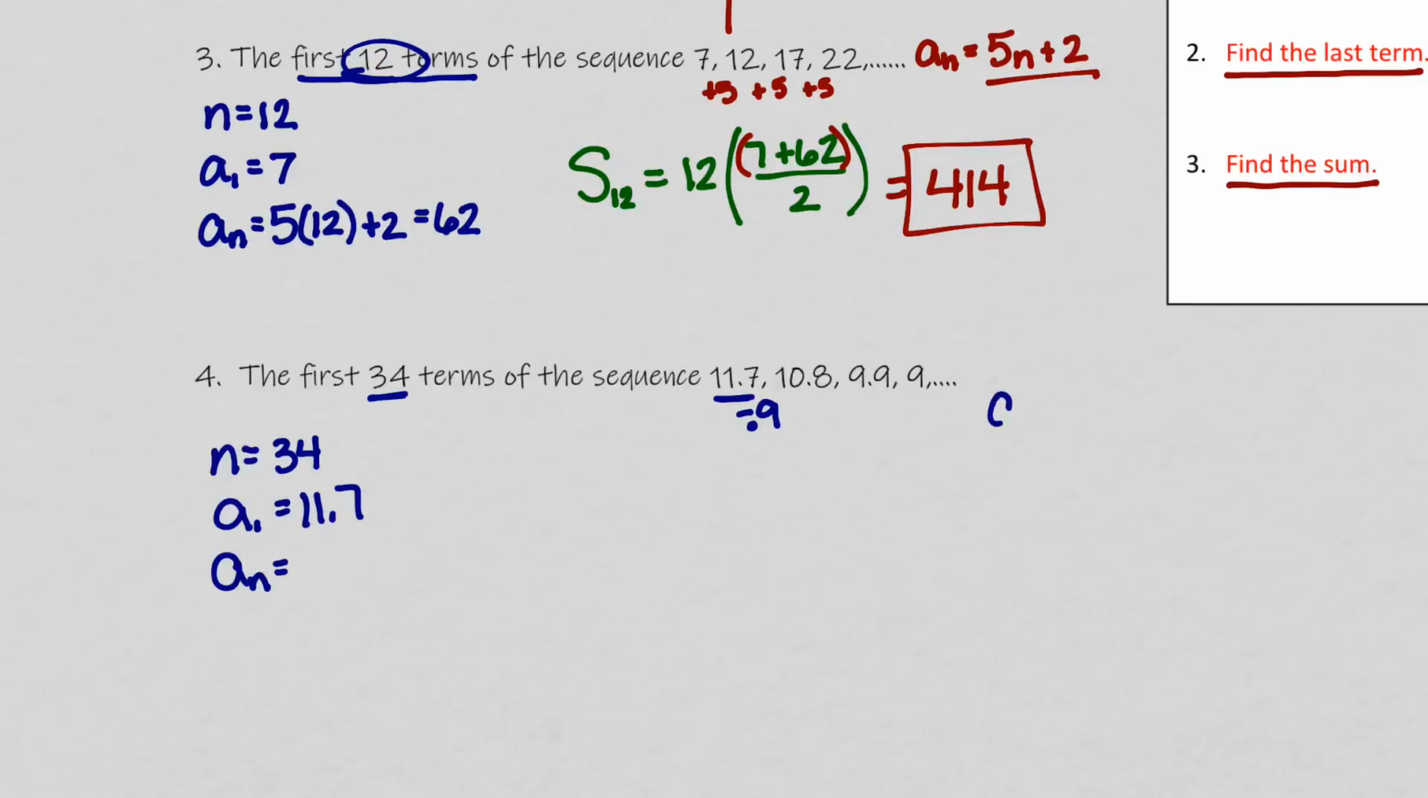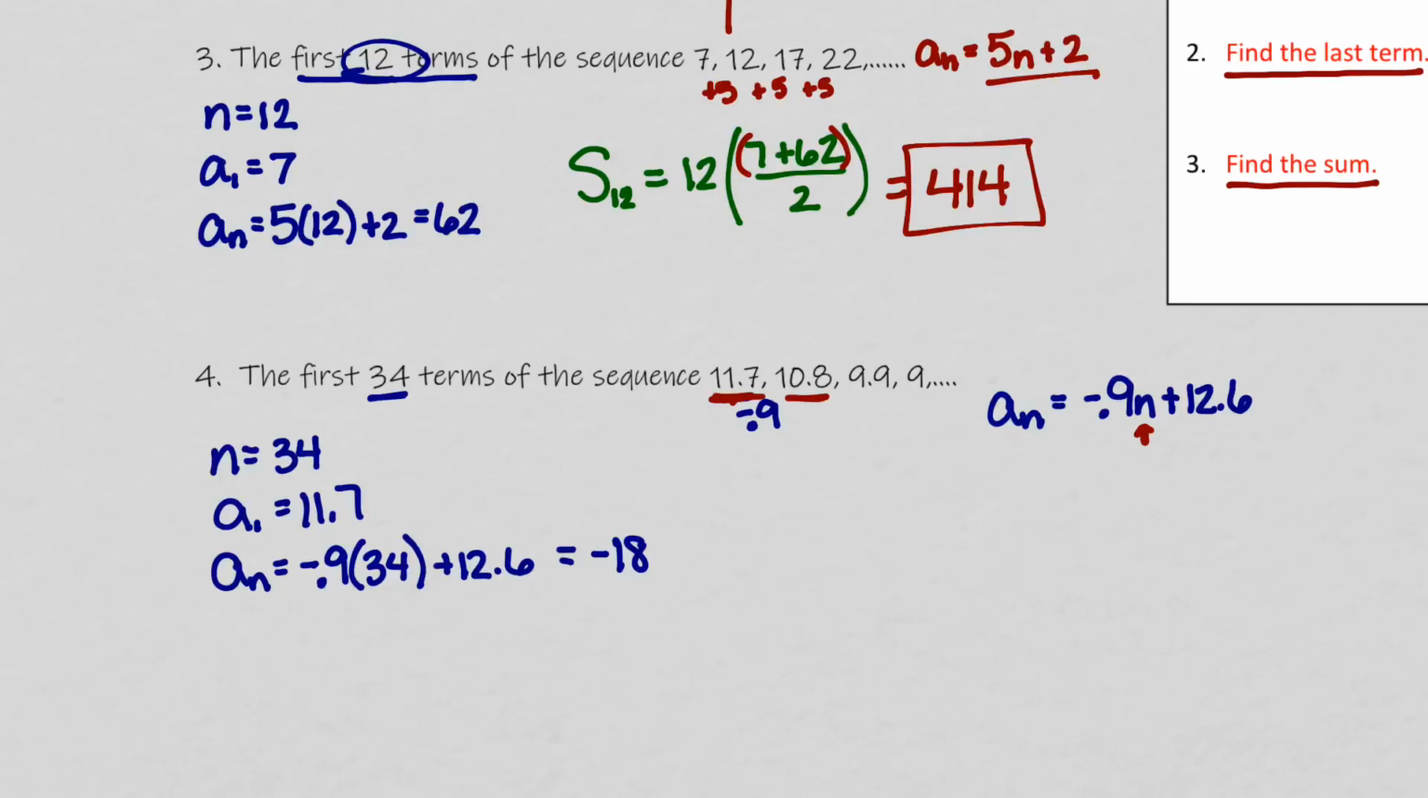So for my rule, I get negative 0.9n, but I need to add something to it to make that first term come out to be 11.7. So that'll be adding 12.6. Okay? If I check that and plug 1 in for n, I do get my 11.7. If I plug 2 in for n, I do get 10.8. But what we need is our 34th term, our last term. So I need to plug in 34 for n, plus 12.6. Type all that in, and I get negative 18.